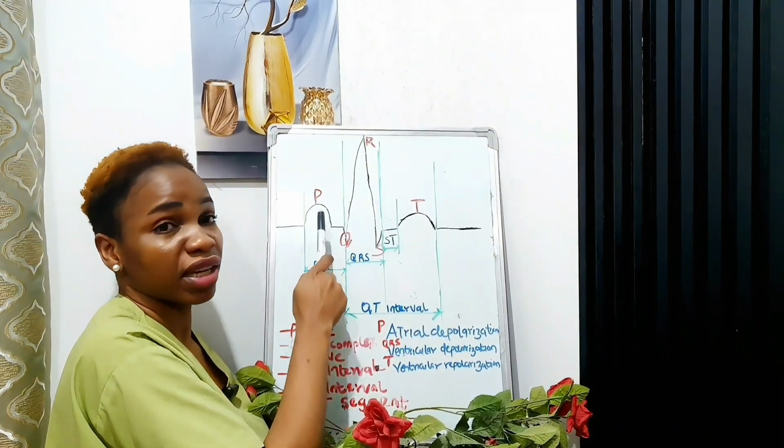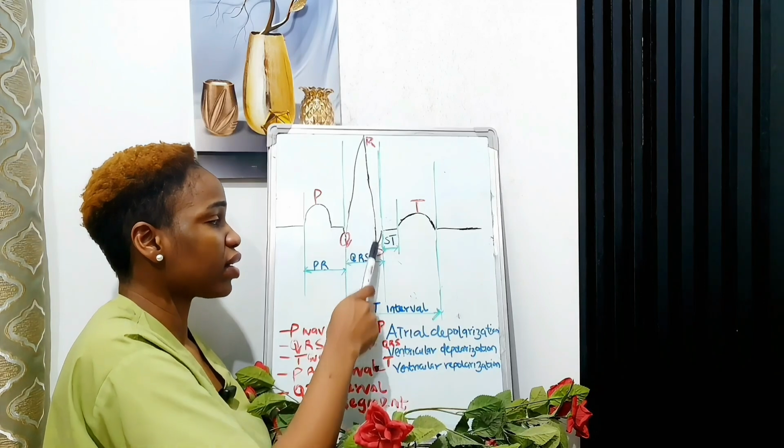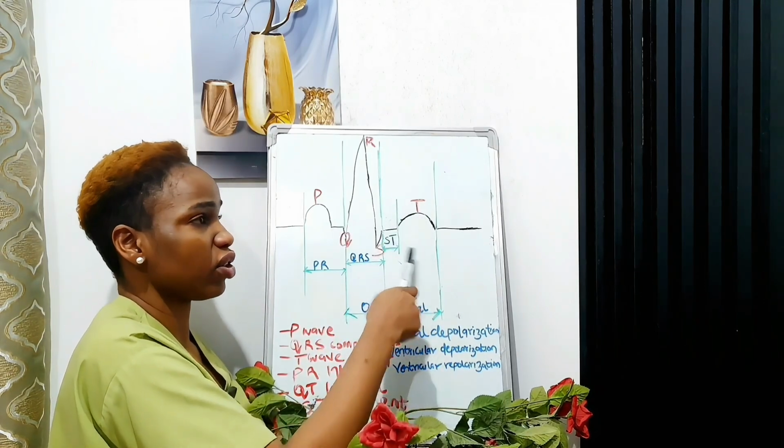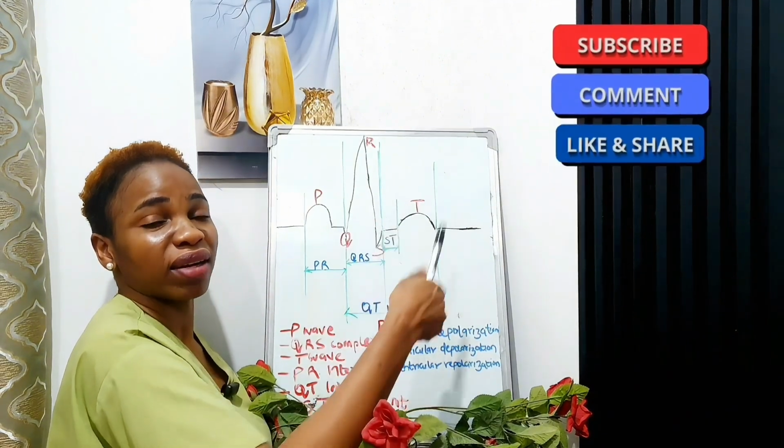In the P wave, there is atrial contraction. In the QRS complex, there is ventricular contraction. And in the T wave, there is ventricular relaxation. After ventricular relaxation, another cycle will set in.